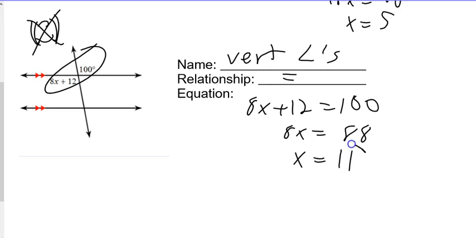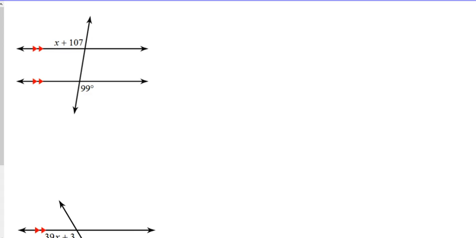Again, we're finished. It said just find x. But if I wanted to check, I could plug that in. 88 plus 12 is 100. They're equal. I did it correctly. If you have time, why not do it?